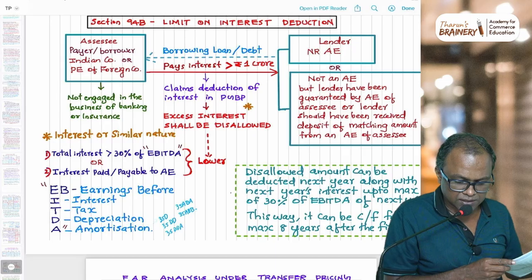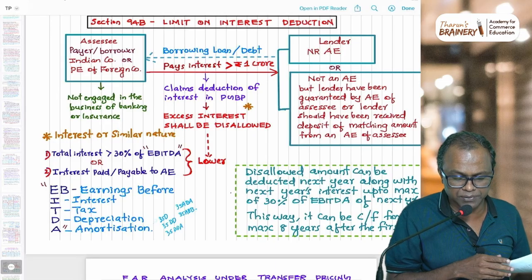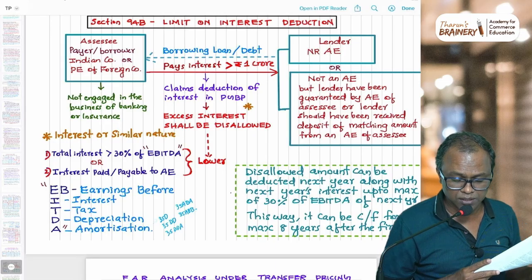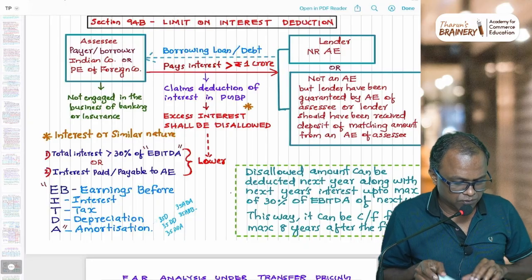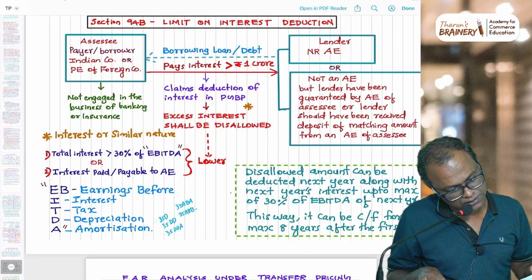Remember, next year's interest can be set off only with the PGBP, right? Any other business also possible. It cannot be set off with any other heads. And now we can finish the balance questions in TP.